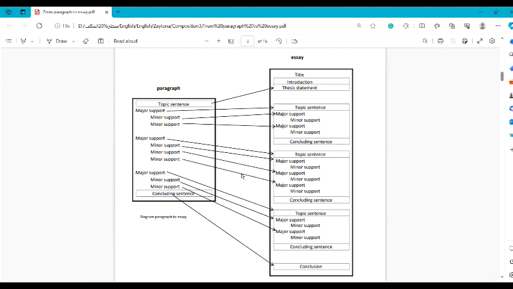This is the diagram or figure of a paragraph. See how these parts will be enlarged to be an essay. The topic sentence will become the thesis statement. But in the essay, there is something new. Before the thesis statement, we have the introduction, like التمهيد or المقدمة. In the introduction, we will talk in general, maybe about dogs in general. Then we will move to the thesis statement, which is the direct idea of your essay.